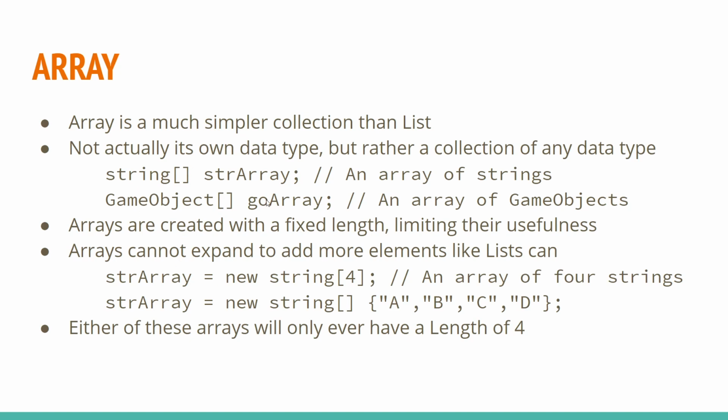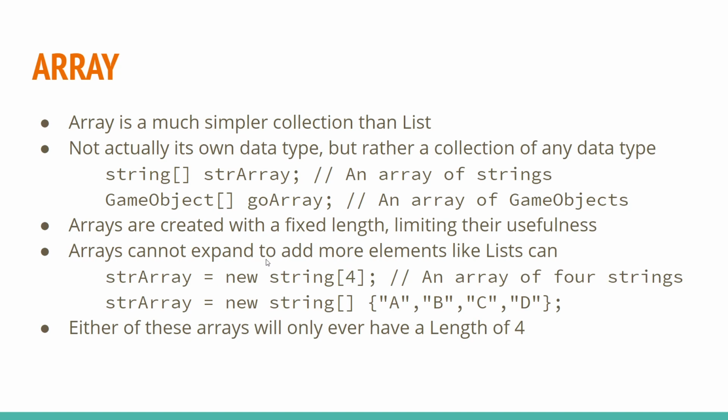We don't use our generic templated declarations like we did with lists. They're always created with a fixed length, which limits their usefulness. So for example, if we wanted an array of 4 strings, after we declared it, we would say a string array equals new string with a subscript of 4, right? So you have to tell it the size. That's because it's basically a block of memory somewhere that has one element after the other, after the other. It's just a chunk there. So you have to be careful that way.